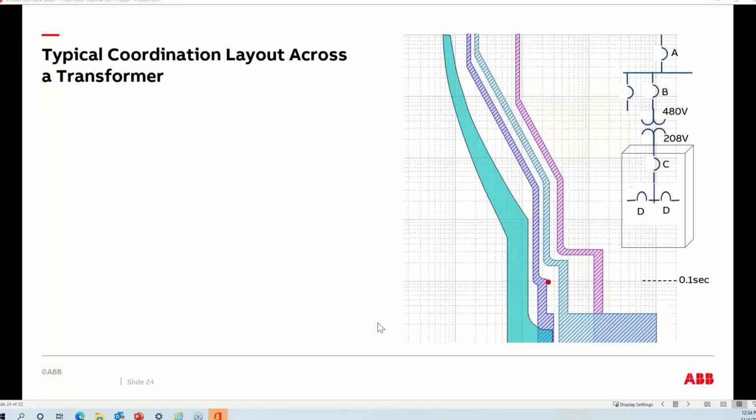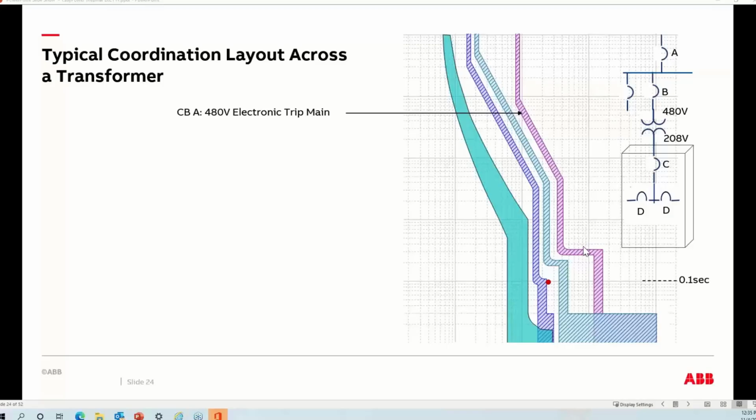So let's tie this together by looking at a typical layout for coordination across a low voltage transformer. So here I'm going to look at a panel board that shows, in this case, I've extended the one line up a little bit. I've got branch breakers D that need to coordinate with the main on that 208 side. So D needs to coordinate with C. D needs to coordinate with B and A, and B and C don't necessarily need to coordinate with each other. So that's the objective we're trying to reach. So let's walk through this time current curve layout and look at the essential points. Again, I'm not showing numbers or settings. The focus is on the concept here.